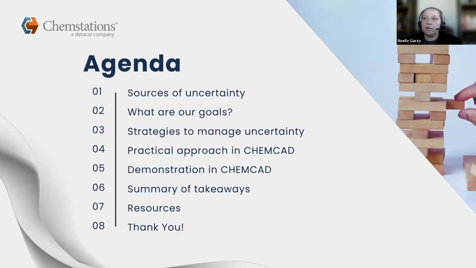So this is an overview of what we're going to be talking about today. Obviously, we're focusing on the ChemCAD aspect of this, but I'm going to be talking to you in the first half of the webinar about the uncertainty in process design and the background information, the goals, and how we can achieve these goals. And then in the second half of this webinar, I'm going to be actually opening ChemCAD and trying to demonstrate the different tools we have available to you to manage uncertainty using ChemCAD.